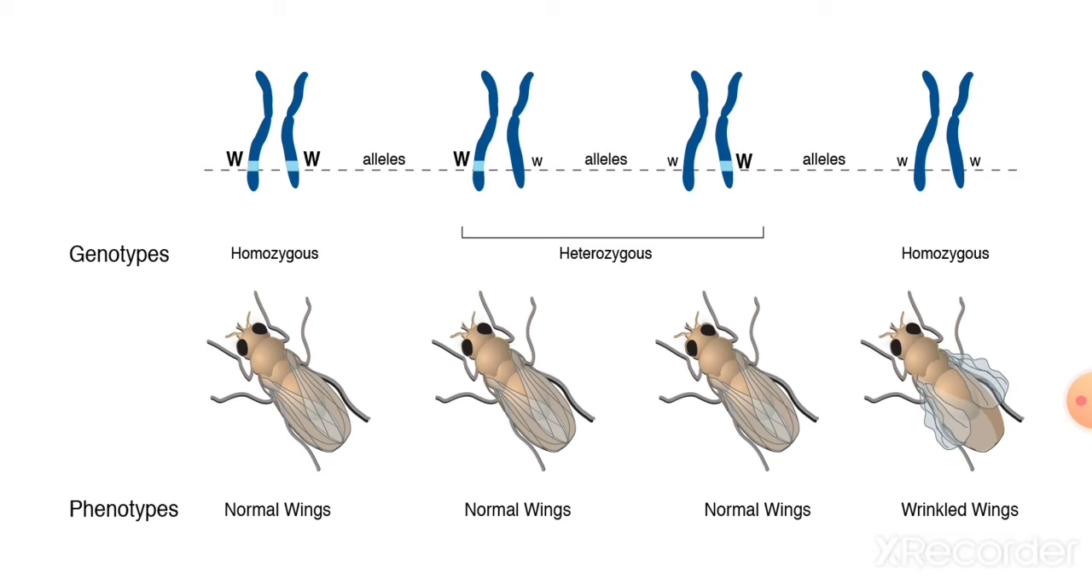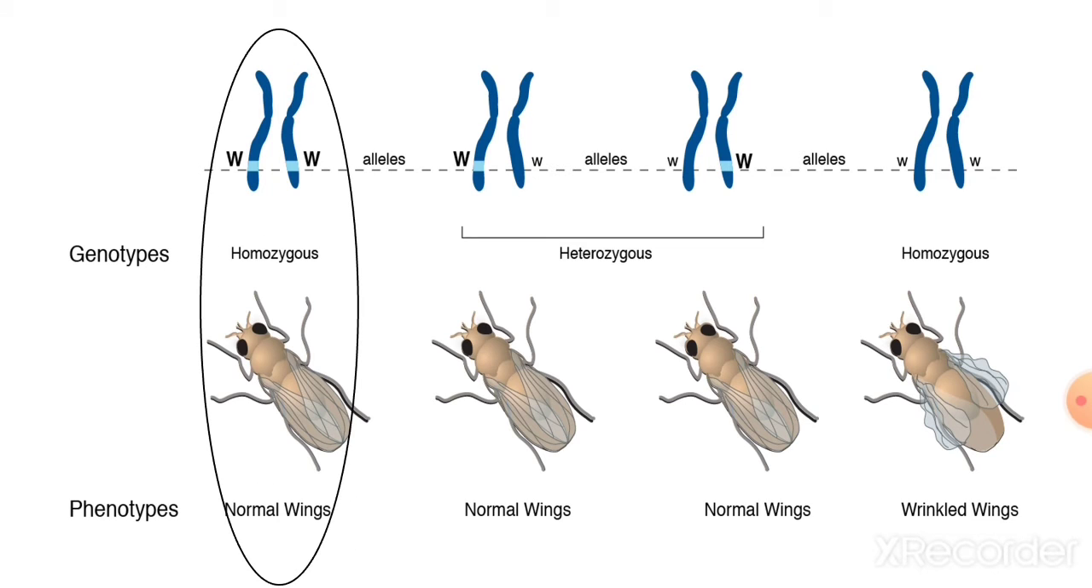Now, look at this figure. For example, a gene W is responsible for wing shape in the fruit fly. In the first condition, both the alleles of the W gene, the gene responsible for the shape of the wing in the fruit fly, are the same, meaning it is a homozygous condition. Then its effect is a normal wing in the fruit fly. Normal wing is the phenotype of the gene.